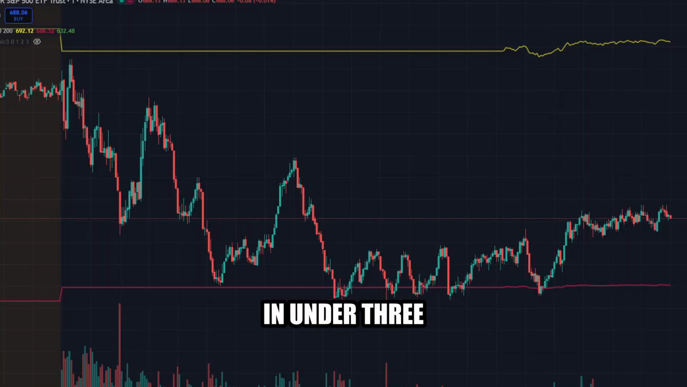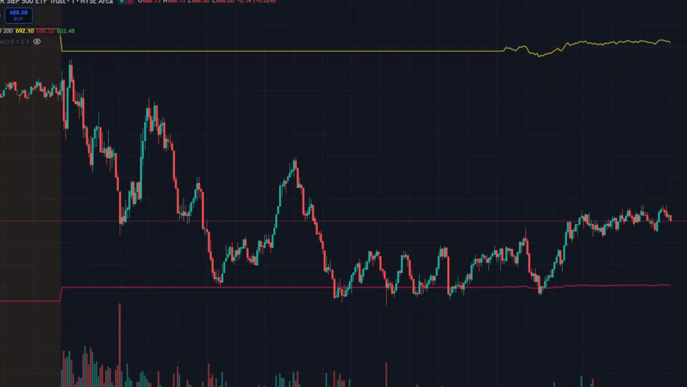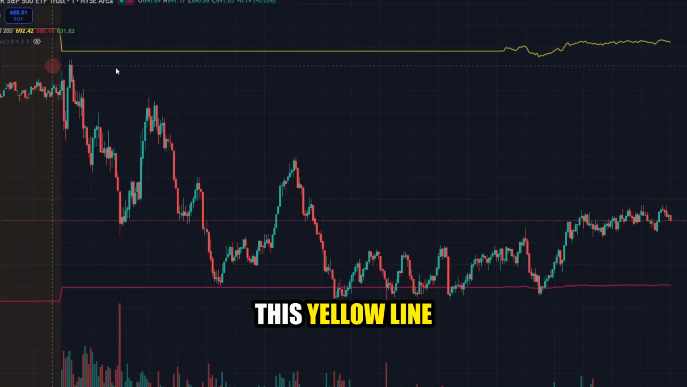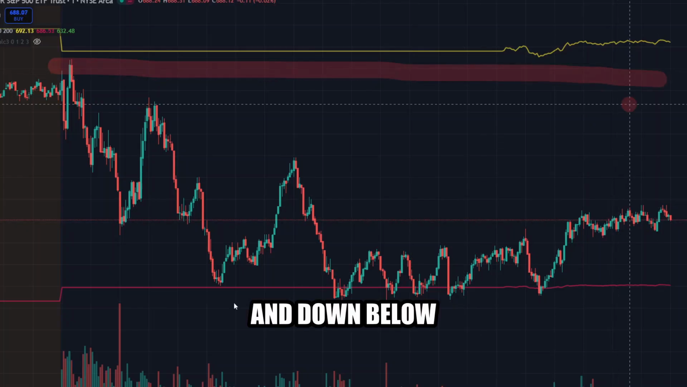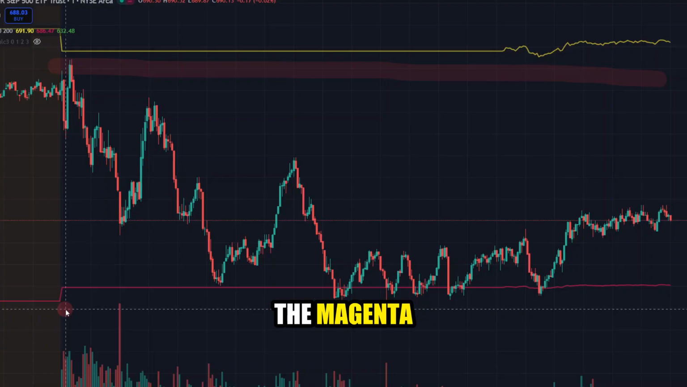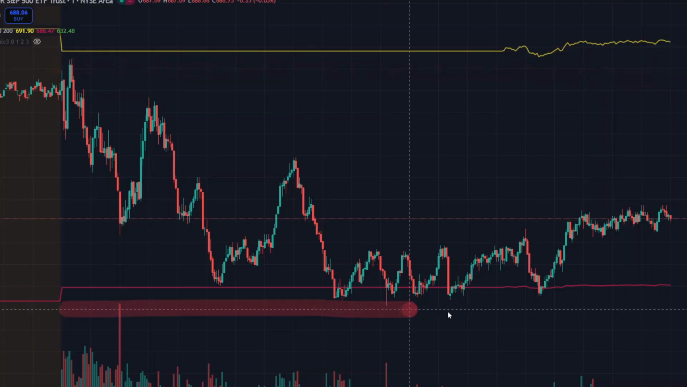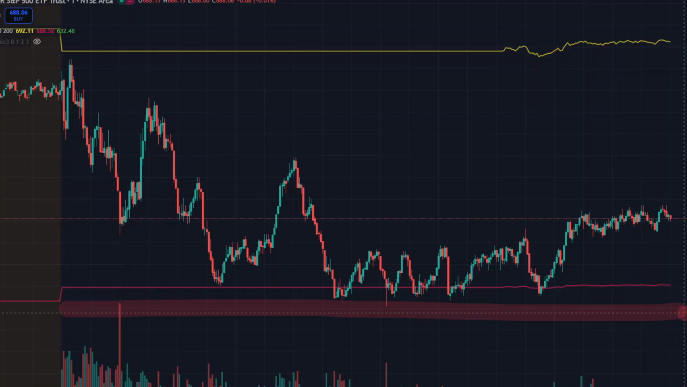How to read the charts in under 3 minutes. Today we're going to be talking about the moving averages. On top you could see the yellow line. This yellow line represents the 5-day moving average, and down below we have the magenta line. That's the 20-day moving average.